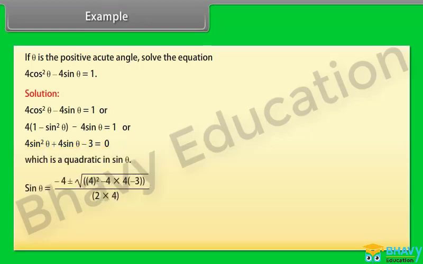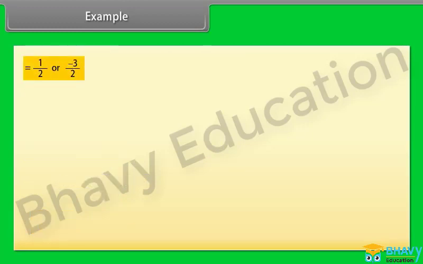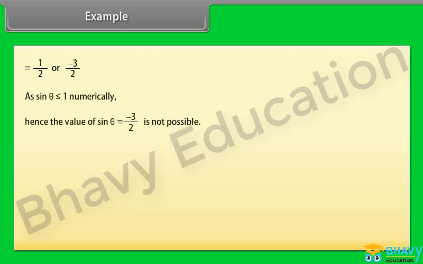Sin θ = (-4 ± √(4² - 4·4·(-3)))/(2·4) = (-4 ± 8)/8 = 1/2 or -3/2. As sin θ is numerically less than or equal to 1, the value sin θ = -3/2 is not possible. Therefore, sin θ = 1/2 = sin 30°. So, θ = 30°.